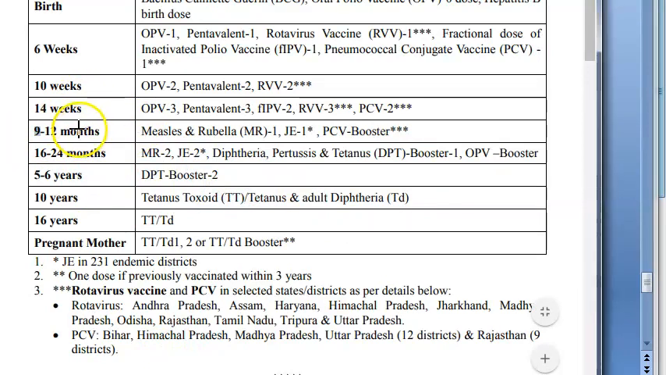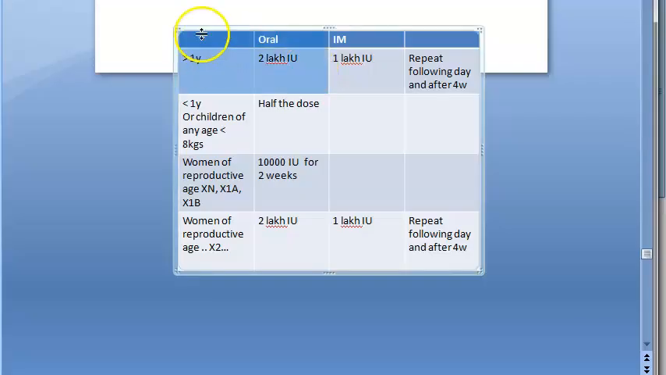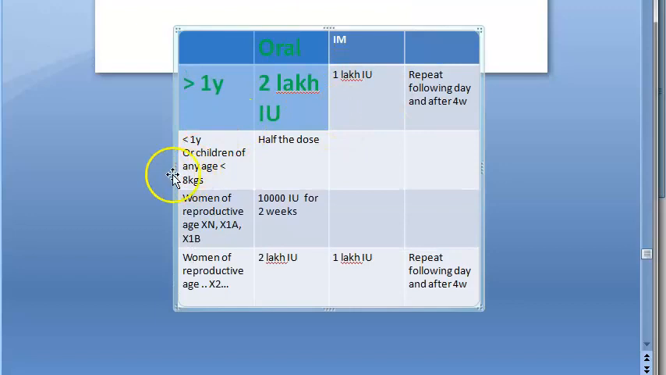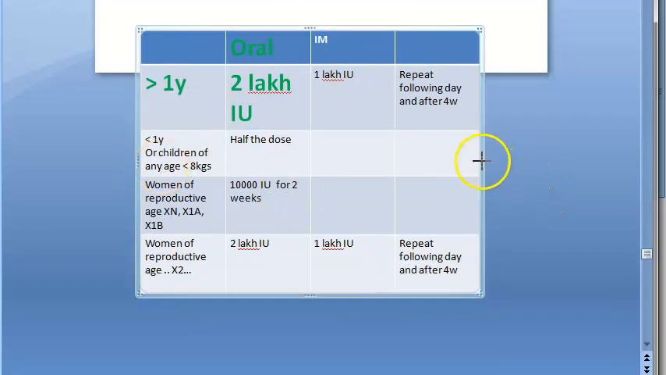At 9 months, along with the measles vaccine, because it is less than 1 year, you will give 1 lakh international units. Then at 18 months, along with the DPT booster, you will give 2 lakh international units, and then at 2 years, that is 24 months, you will give the third dose, again 2 lakh international units, because for anybody greater than 1 year, you have to give 2 lakh international units orally. So here this is the key: greater than 1 year, oral, 2 lakh international units. Okay, if you remember this, most of it you will understand.